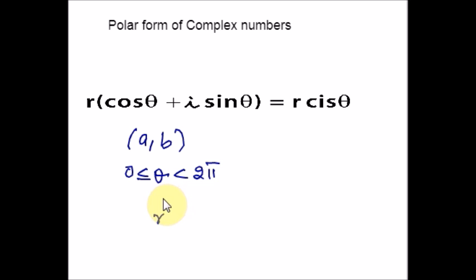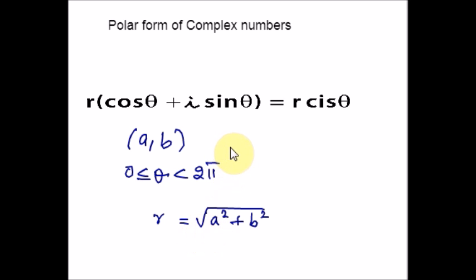The radius is given by r equals the square root of a squared plus b squared. And one more important thing is, we always take r greater than or equal to 0, because the radius, which is nothing but the distance, cannot be a negative one. Am I right? Okay. Now let us see the polar form in detail.